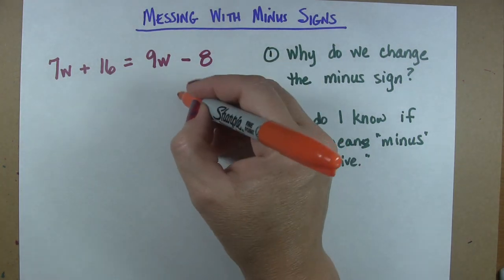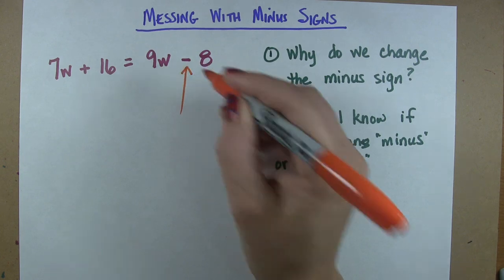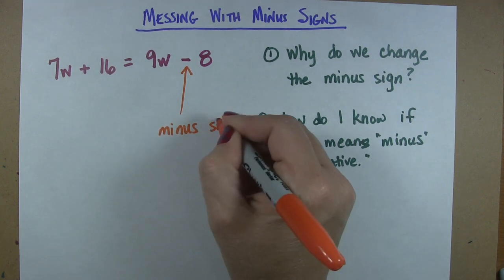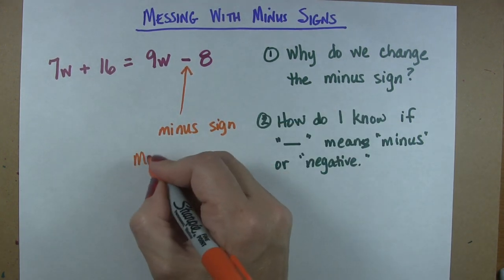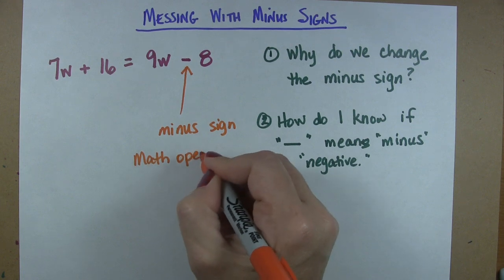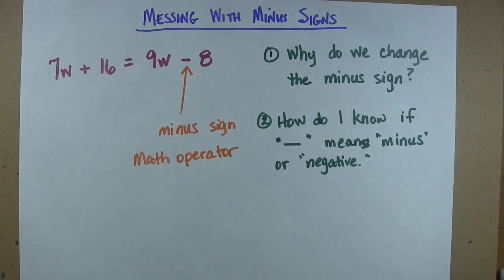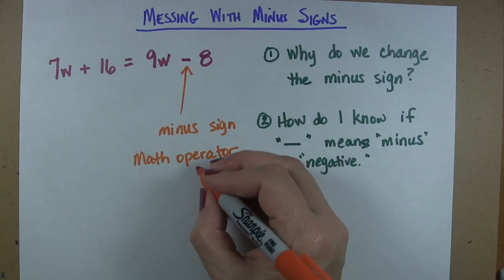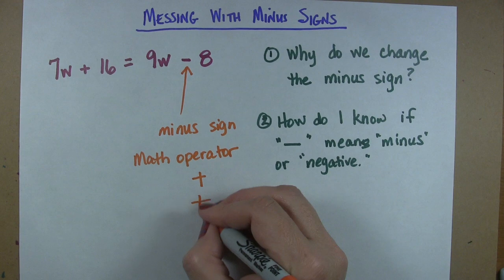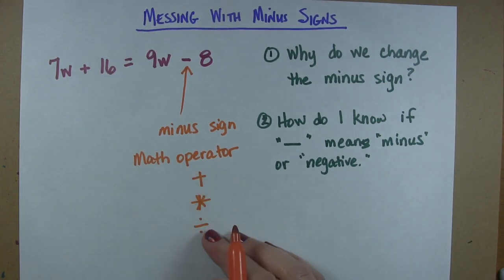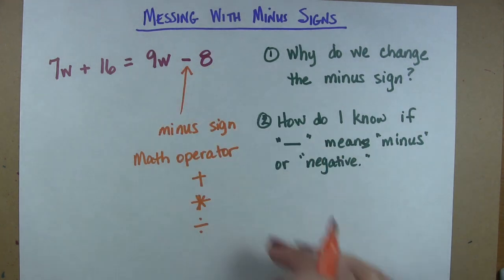I'm going to say that this symbol right here is a minus sign. It is a mathematical operator that is connecting this 9w to this 8, right? You know other math operators. There's plus signs, there's multiplication signs, there are divided by signs. These are our basic math operators, and this one is our minus sign. And so that brings us to the rule of the day.